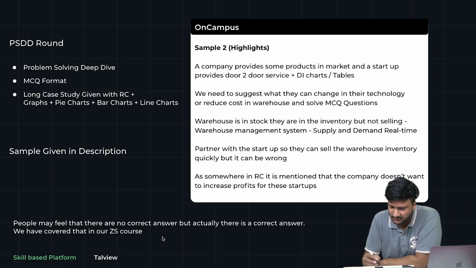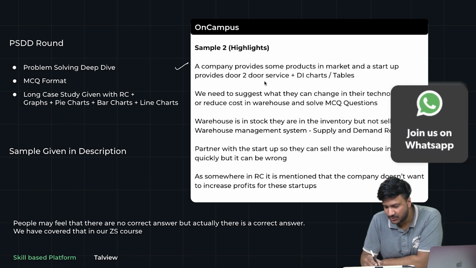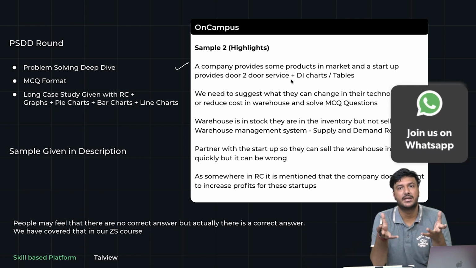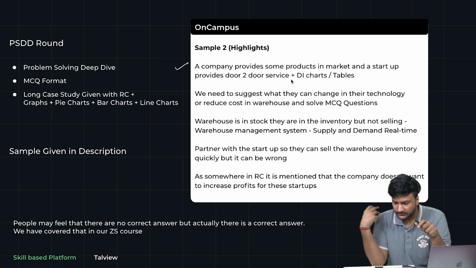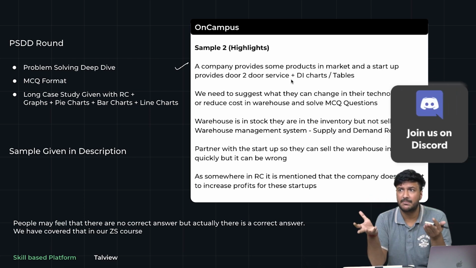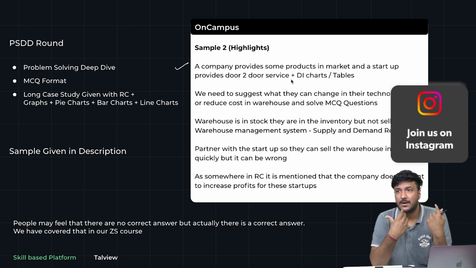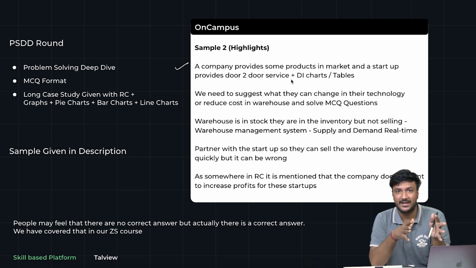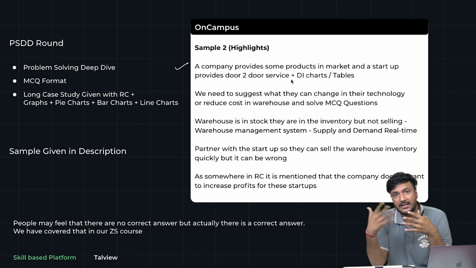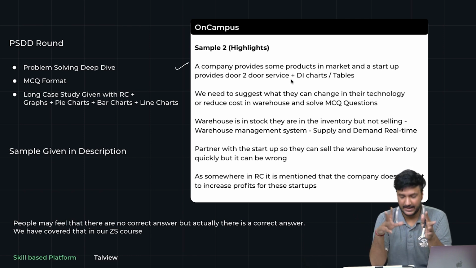A sample case study would be, for example, a company that provides some products in the market, and a startup provides door-to-door service. Let's say Big Basket is providing products. Because of the pandemic, people are not coming to Big Bazaar, and people are rather buying from Big Basket and Grofers. Now this company is facing a lot of issues because of the fall in revenue and the fall in the number of people buying from there.